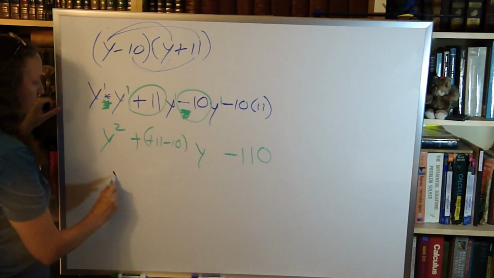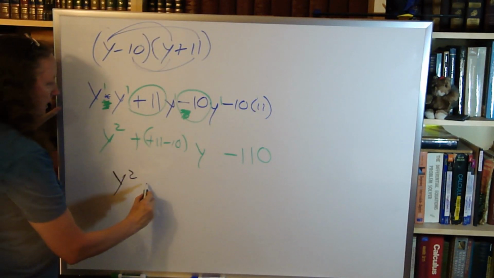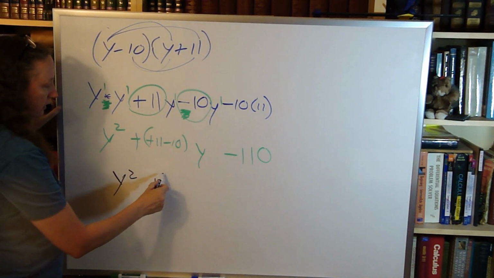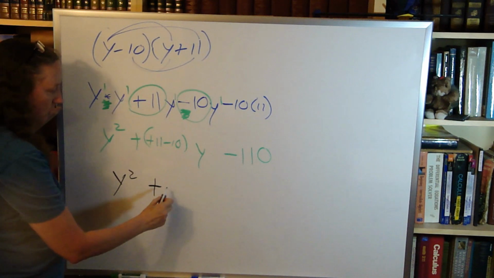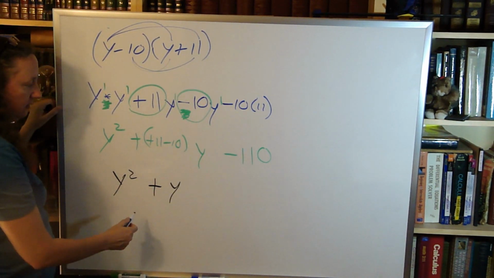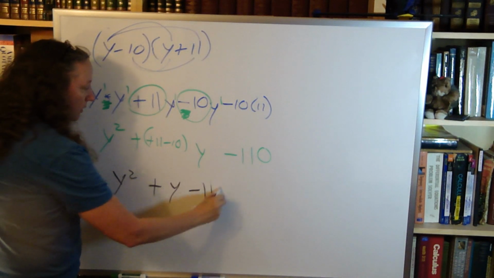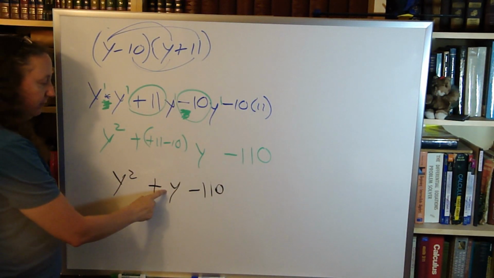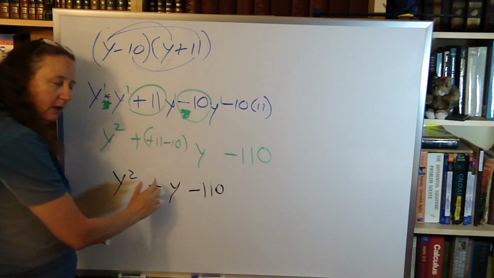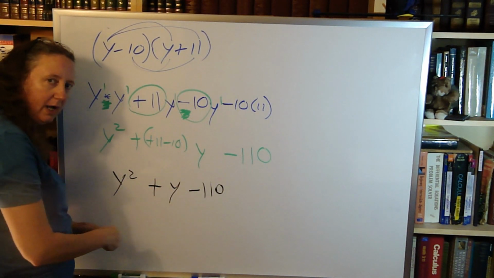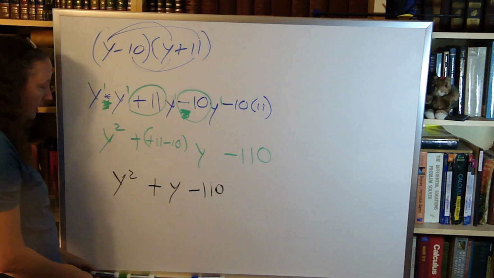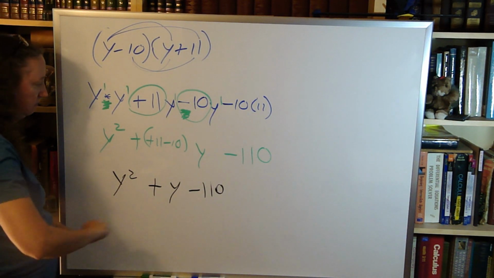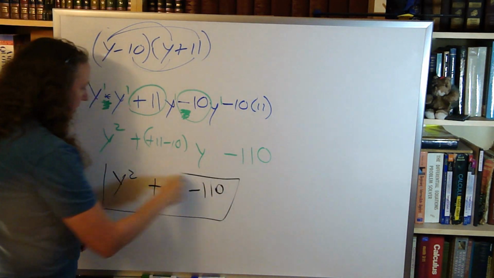So I have y squared plus 11 minus 10 is 1. So that's plus 1. I don't need to write the 1. Y minus 110. The reason I don't need to write that 1 there is because it's being multiplied by the y, and 1 times y is y. Can I combine any more like terms or anything here? No. I am done. That is my answer.